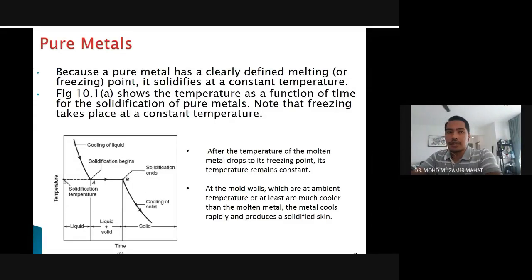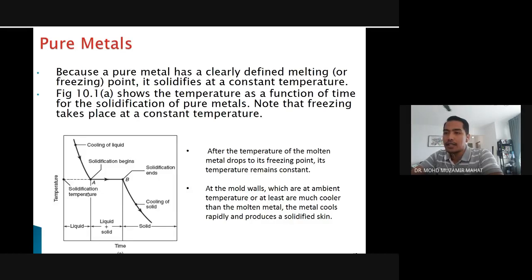So this is the starting point. If you see solidification, and of course, when you have the molten metals, the temperature is even higher. So the cooling of the liquid starts here. It goes down to a point called A. This point, we call it solidification begins, where the solidification will start to take place. And this is the line of the solidification temperature.